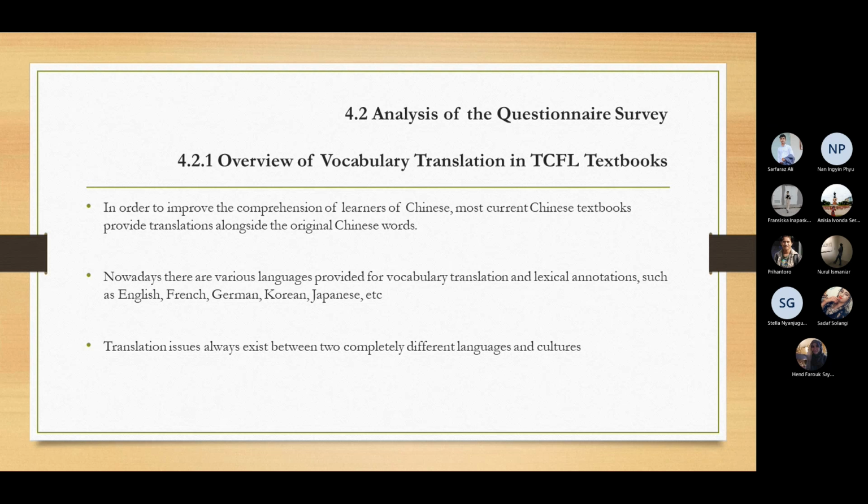Translation issues: it is also found with the help of the questionnaire survey that translation issues always exist between two completely different languages and cultures. When it comes to the matter of translation, we see that there are always issues. There are some words that we can translate, and some that we cannot. There are some emotions and feelings that we can transfer, and some that we cannot and can never transfer to the target language. So a number of translators are facing these problems.